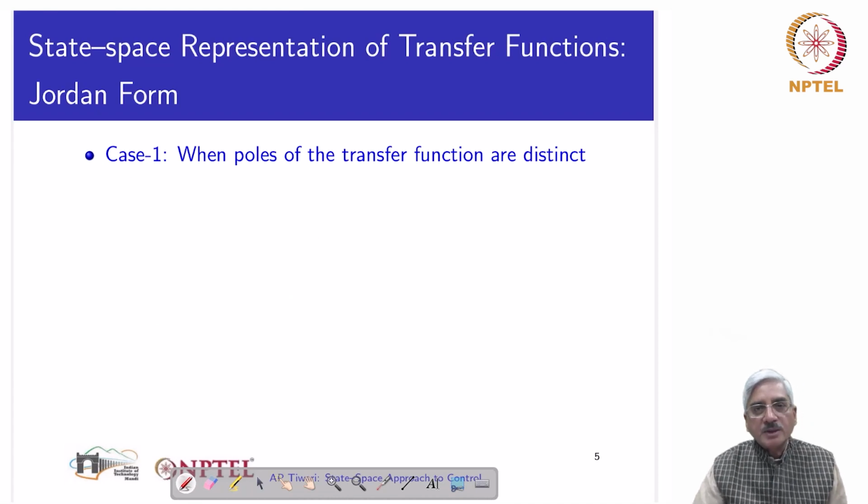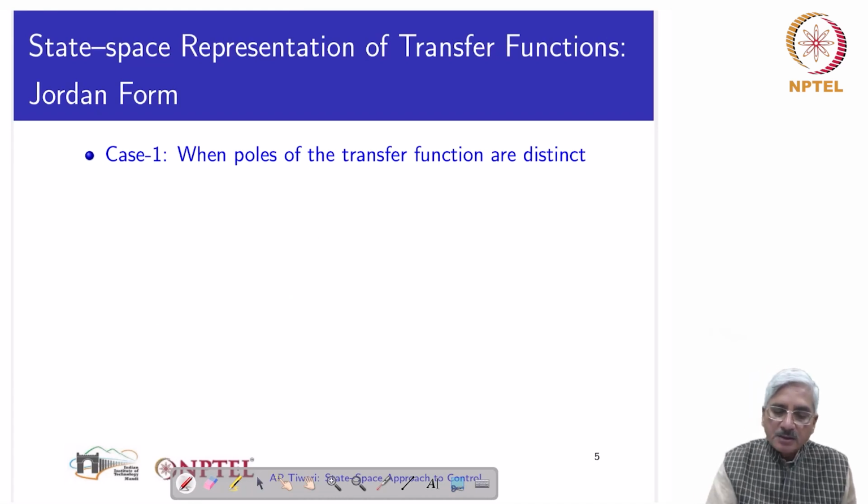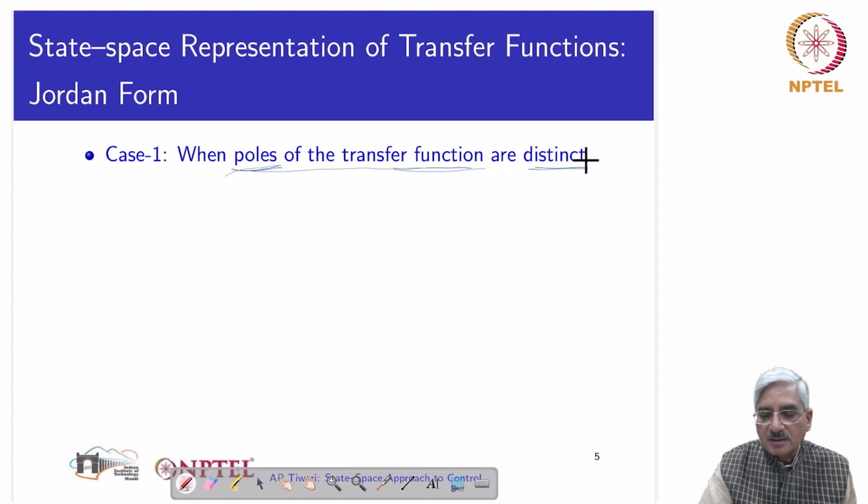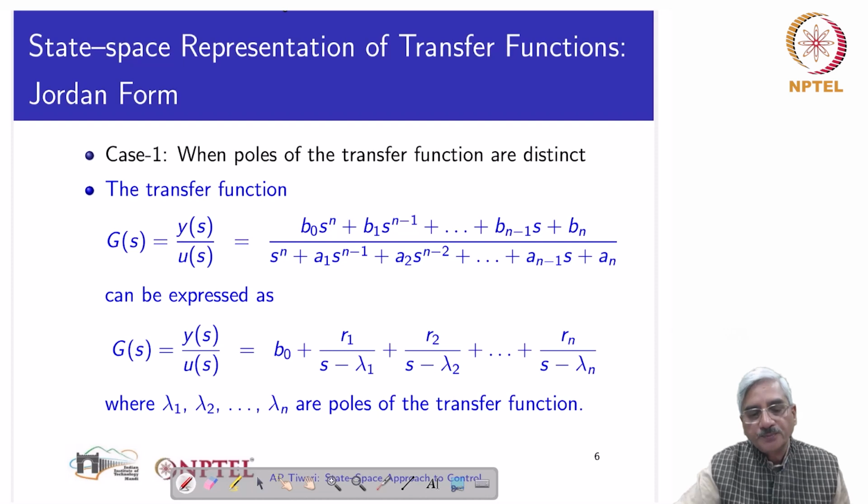So there are two possibilities. One possibility is when the poles of the given system transfer function are distinct, and the other possibility is when they are repeated, they have multiplicity. So we consider case 1 first, in which the poles are distinct. With that assumption we proceed.